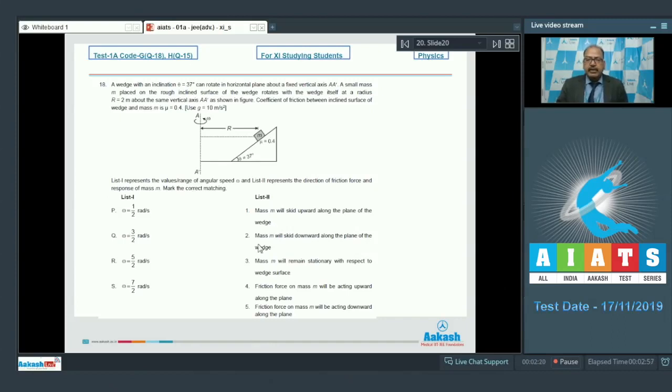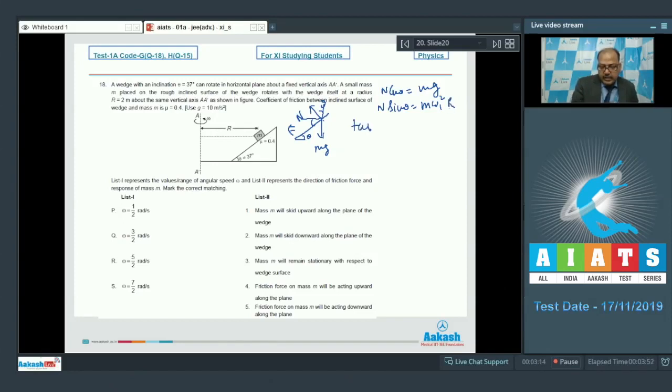So first of all, we find the value of omega for which the block will move in the circle even without friction acting. Now in that case, FBD will look like this. There is mg, there is n, and this is the direction of acceleration. So our equation will be, now this angle is theta, 37 degree. This angle is also theta, and this angle is also theta. So we have n cos theta equal to mg, and n sin theta equals m omega 1 square r.